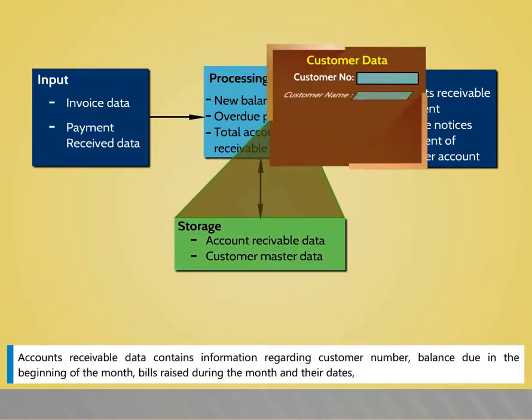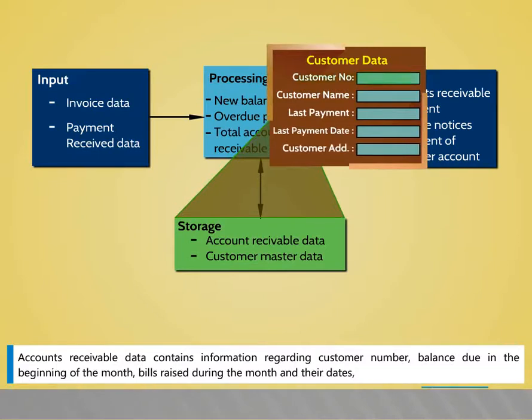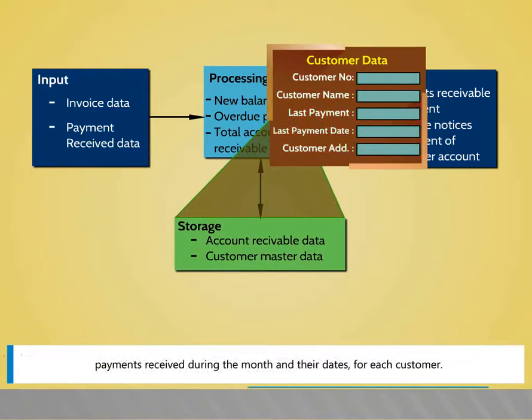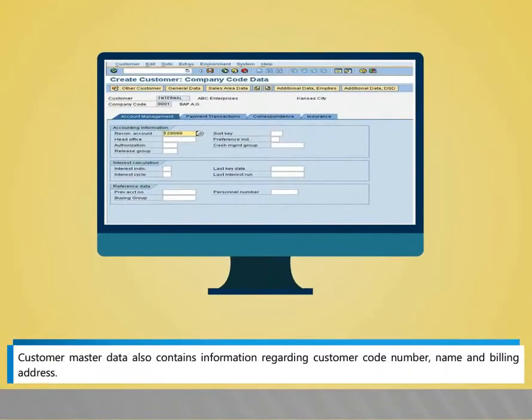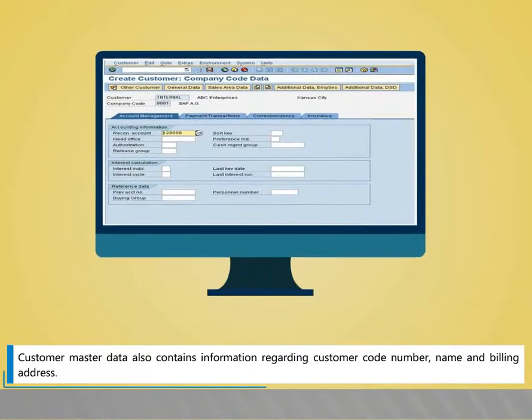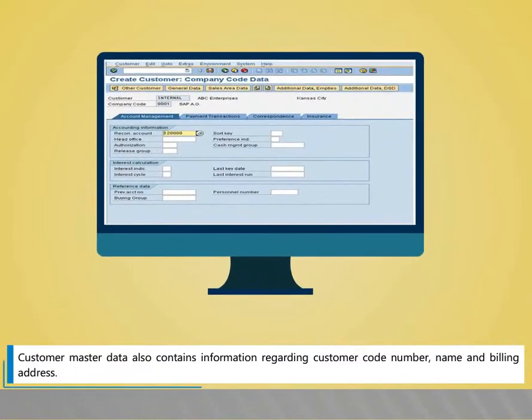Accounts receivable data contains information regarding customer number, balance due in the beginning of the month, bills raised during the month and their dates, payments received during the month and their dates for each customer. Customer master data also contains information regarding customer code number, name, and billing address.